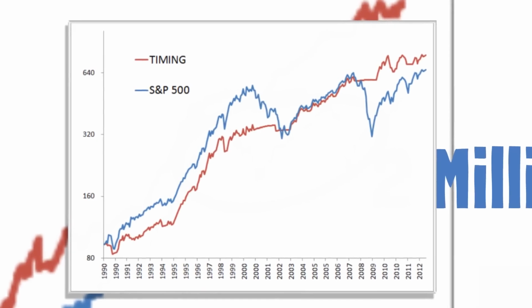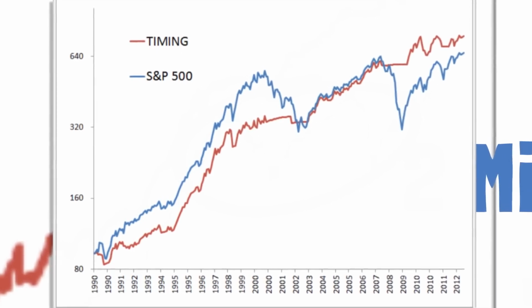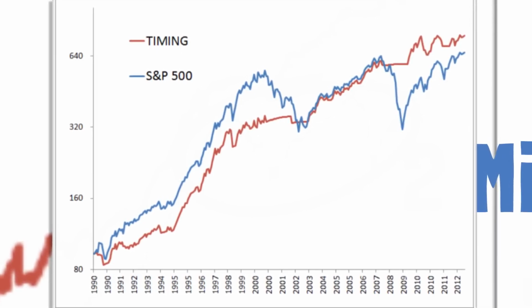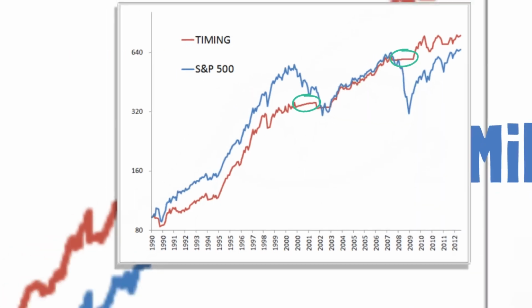One thing to mention here is that when in a cash position, it is assumed that we achieved an interest rate aligned to a 90-day Treasury bill, hence why there is a slight increase in these cash position areas.